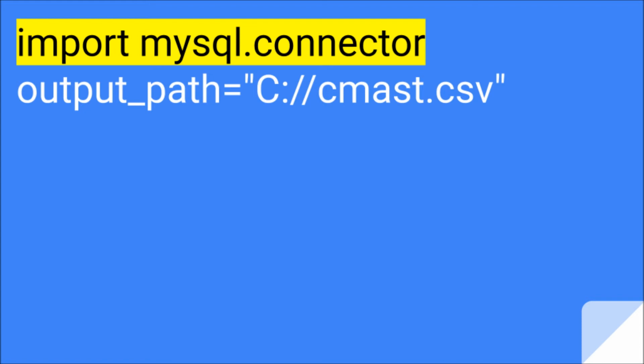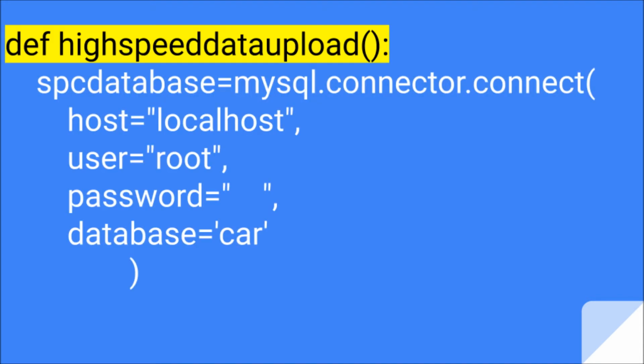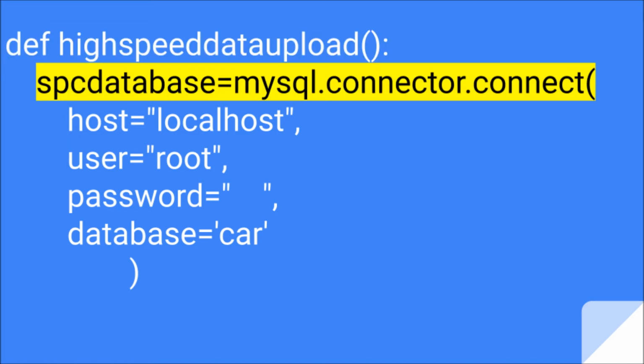The first statement is importing MySQL connector. The CSV file created is stored in the C drive, in the root directory of the C drive. So we write down the function highspeeddataupload to upload all the records from the CSV file into the table CMust.